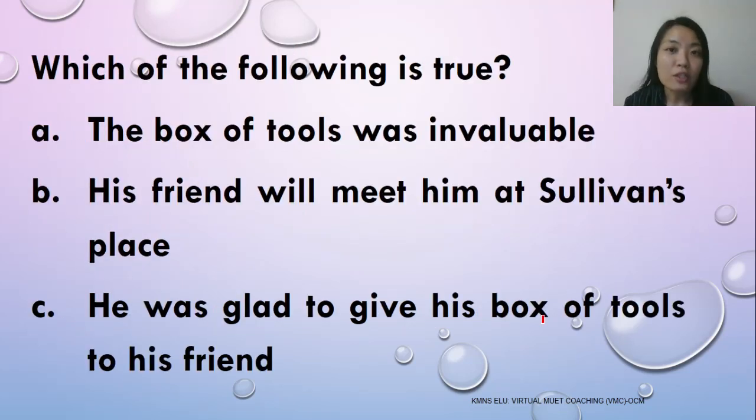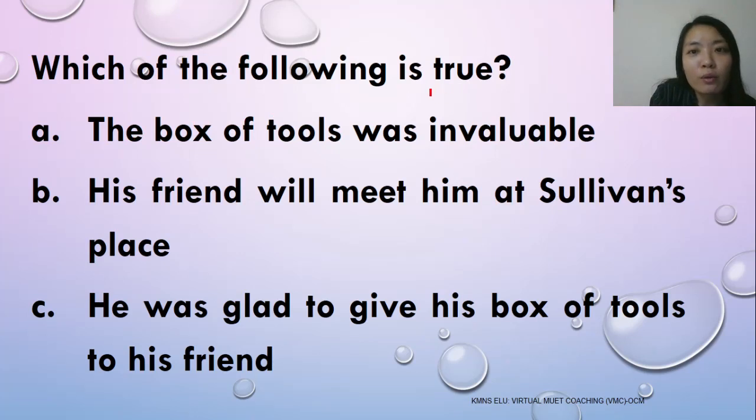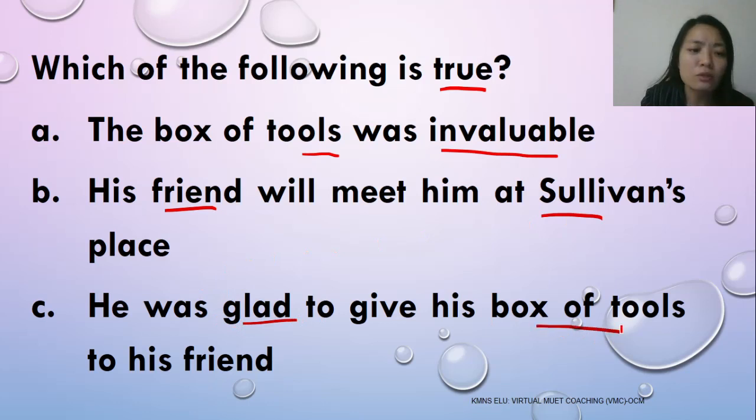We will read the question first. We don't know what the text is about yet because I haven't shown you. And this is going to be a continuation of the story from what you read earlier about Jimmy's letter to his friend. Okay. So the question says here, which of the following is true? All right. So you want to find out what is true here. Okay. A box of tools was unavailable. Okay. Something, box of tools. Friend will meet him at Sullivan's place. Glad to give his friend the box of tools. Okay, so something about some box of tools.